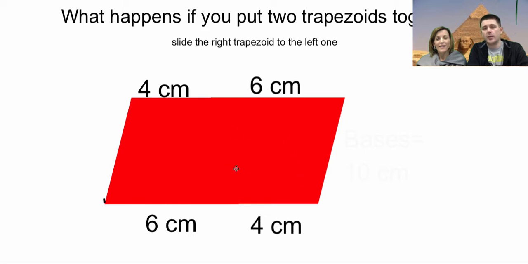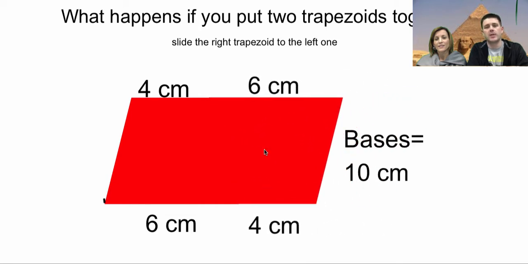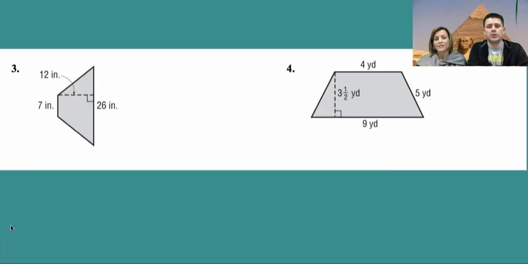We've now made a parallelogram that has a base of 10. We added the two bases together to get the base for the whole thing. Then we would multiply times our height, but because it was two different shapes that made that parallelogram, we're going to divide by 2 to find the area of just one of them at the very end. So we're going to add the two bases together to find the base of the two combined.